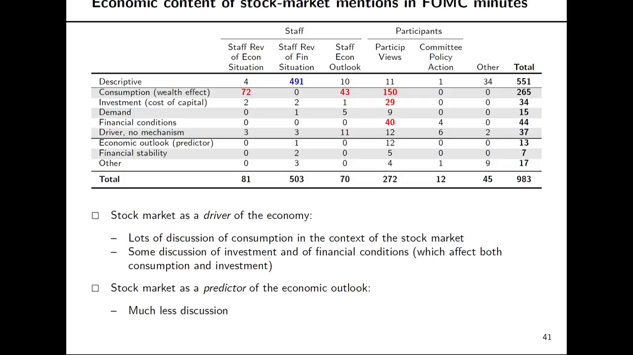Okay, so out of 272, 150 are cases where they talk about the stock market in the context of the consumption wealth effect. 29 is about investment, 40 about financial conditions, but almost none, 12, are the cases where the stock market is being mentioned simply because it's a good predictor of the economy. Okay, so they think the stock market is driving the economy as opposed to just predicting it, and that's due to a belief in a solid consumption wealth effect.